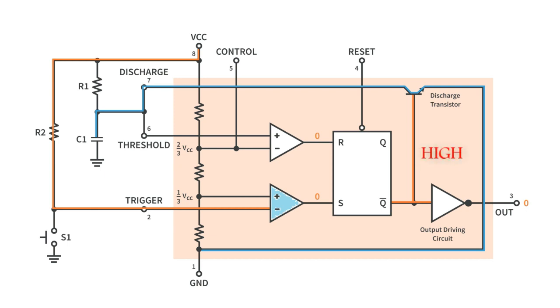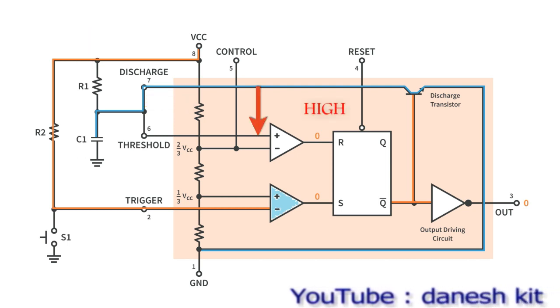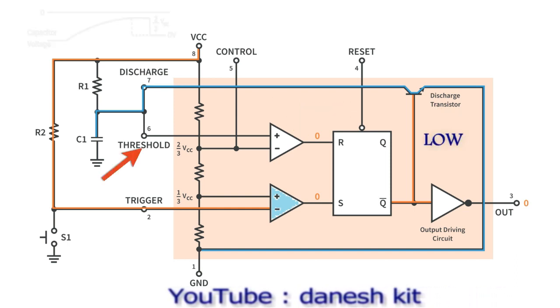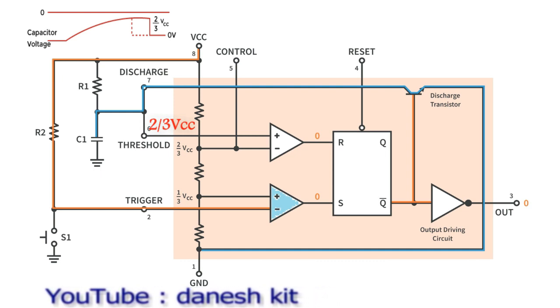This action in turn turns OFF the discharge transistor connected to pin 7, thereby removing the short circuit across the external timing capacitor, C1. This allows the timing capacitor to start to charge up through resistor R1 until the voltage across the capacitor reaches the threshold, pin 6, voltage of 2/3 VCC set up by the internal voltage divider network.